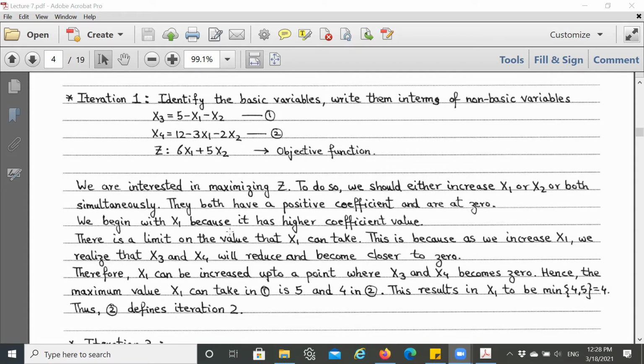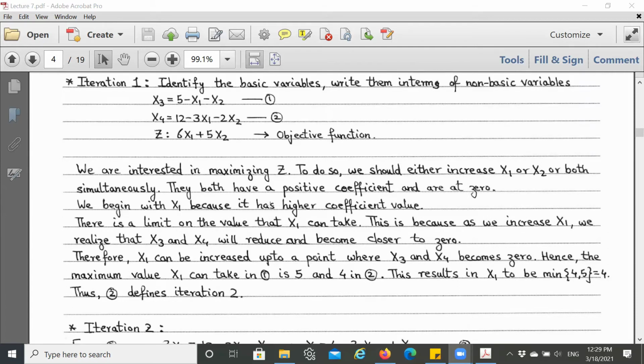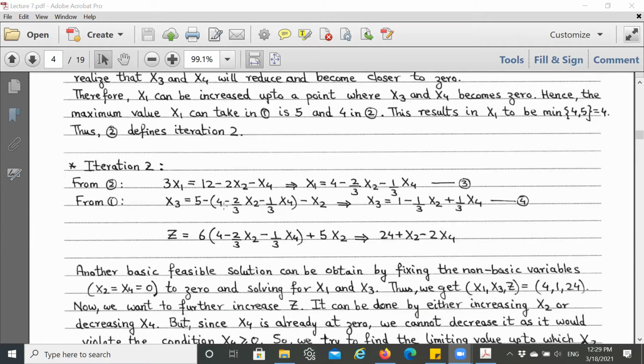I won't explain it too much because you already know this. I've written it in words so that you know how we are setting the values and how we choose them. Why do we choose x1 before x2 for the next iteration? Because if you look over here, this coefficient is larger than that coefficient. So you choose x1 as the entering variable, and then based on that, you take the ratio and see which variable would be leaving. I have explained this earlier, so I won't waste time doing that again.